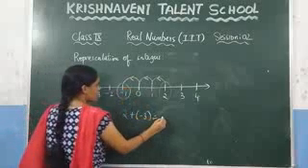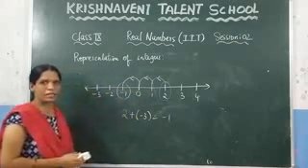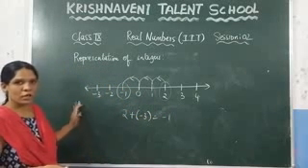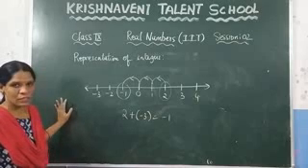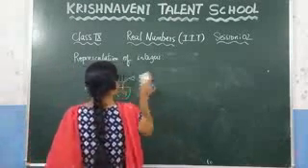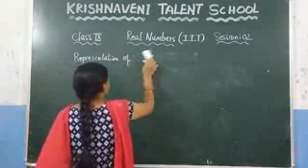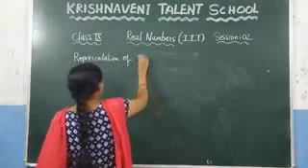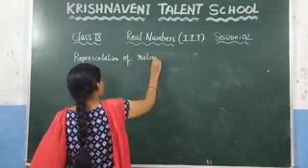What will be the answer here? -1. Like that, you need to represent it on a number line. This is about the representation of integers on a number line. Now see the representation of rational numbers. How do you represent rational numbers on a number line?